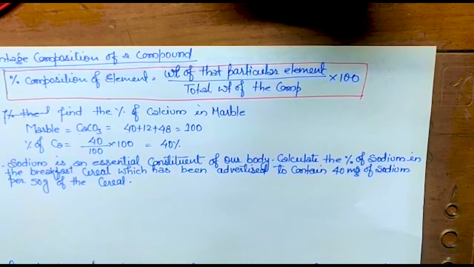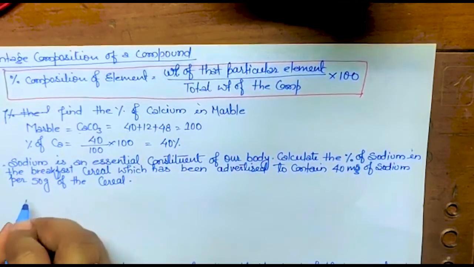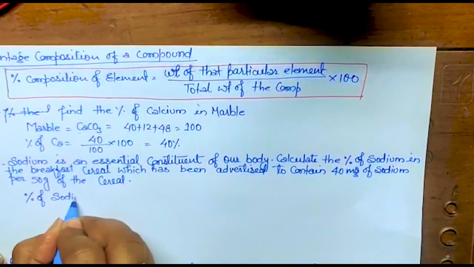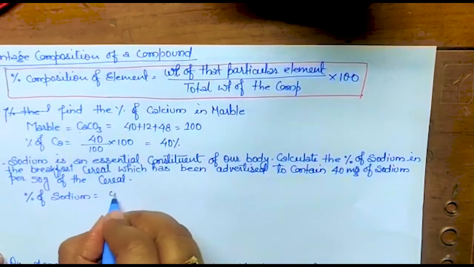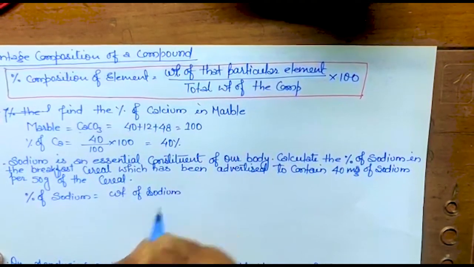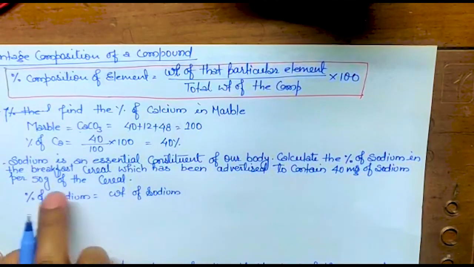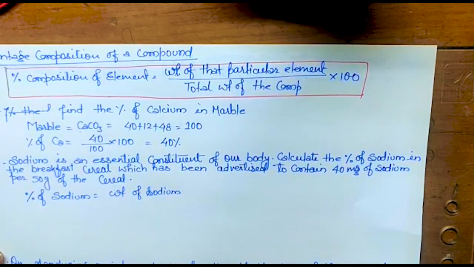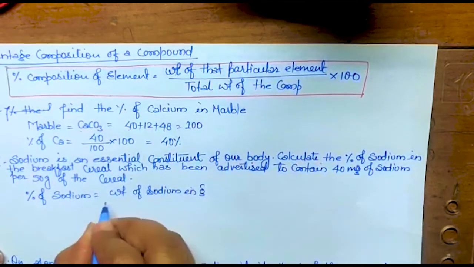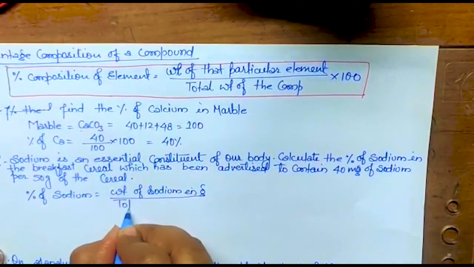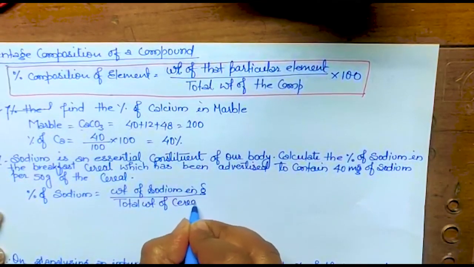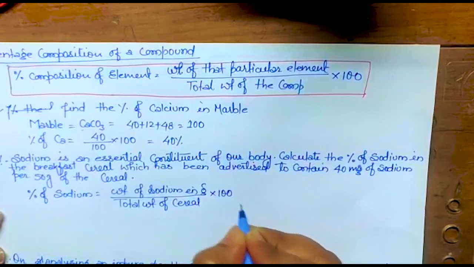So what will be the percentage? How will you find it? Percentage of sodium is equal to weight of sodium, that we will take in gram, isn't it? Because both should be in the same unit. This is milligram, this is gram, so both should be in the same unit. So weight of sodium in gram upon total weight of cereal, into 100. So put the value and get the answer.